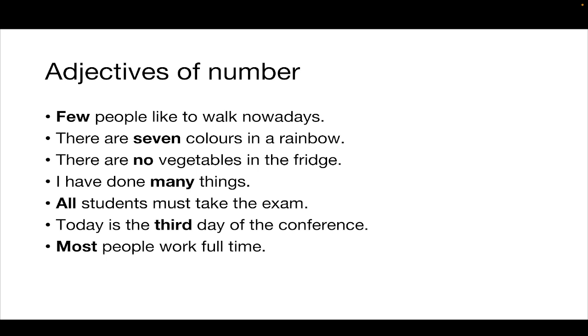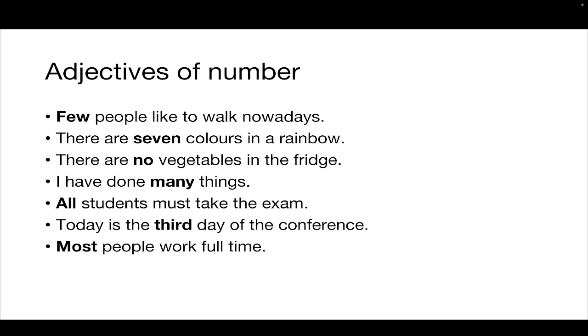Adjectives of number are also called numeral adjectives. Few people like to walk nowadays. So you can count the number of people. There are 7 colors in a rainbow. So this is a definite numeral adjective. There are no vegetables in the fridge. So this is another numeral adjective. Here you can actually count the vegetables. I have done many things. That is also counting the number of things, so that is a numeral adjective. All students must take the exam. Here we can count all these students. So that is again an adjective of number.